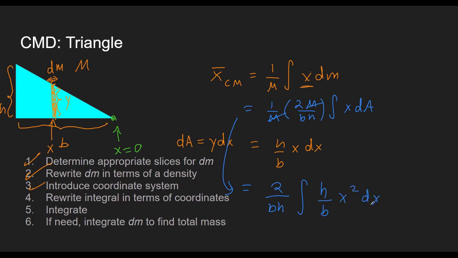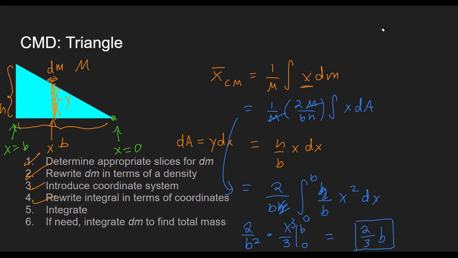And then finally, let's put our bounds. And well, we start at x equals 0 and we go all the way up to x equals b. So let's add those bounds and then we're ready to integrate. Notice we have cancellation of h, and so we have 2 over b squared times x cubed over 3 evaluated from 0 up to b. And so this ends up giving us 2/3 b.